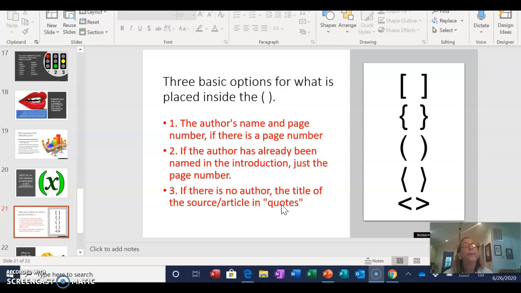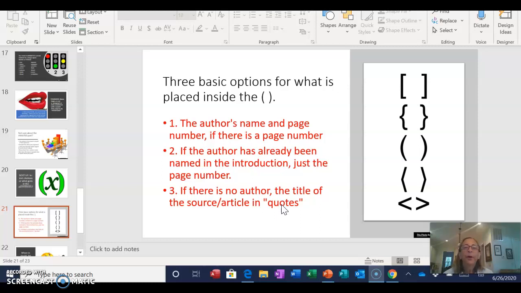And remember, the parentheses goes after the quote or the paraphrase or the summary to let the reader know, hey guys, this is where these ideas, these words came from. Now, if you have an author name and you have a page number, both those things go in the parentheses.